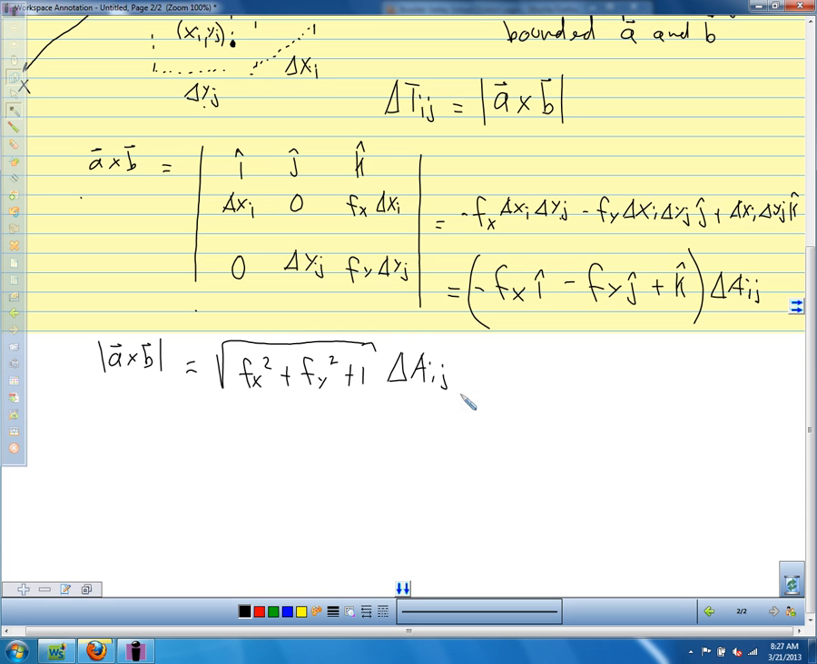And as delta A sub ij gets smaller and smaller, and we've talked about this before, we're saying that the length of the largest diagonal approaches 0. So we're going to take that sum as delta A sub ij gets smaller and smaller, and we end up with an expression for our surface area. S is the double integral over our region of the square root of f sub x squared plus f sub y squared plus 1, times dA.